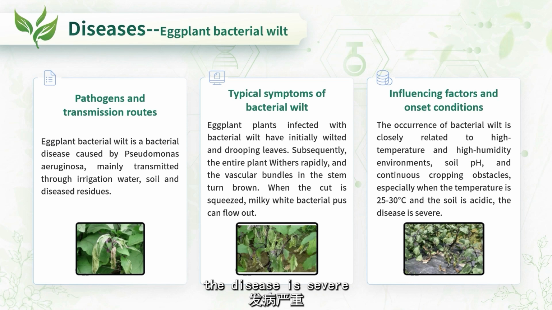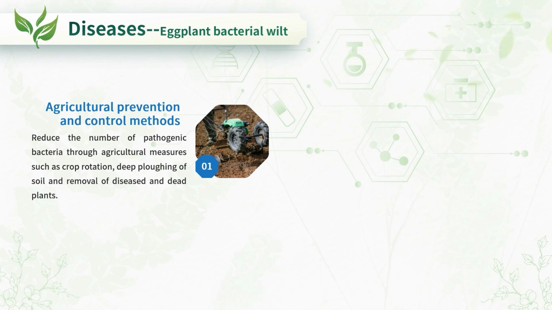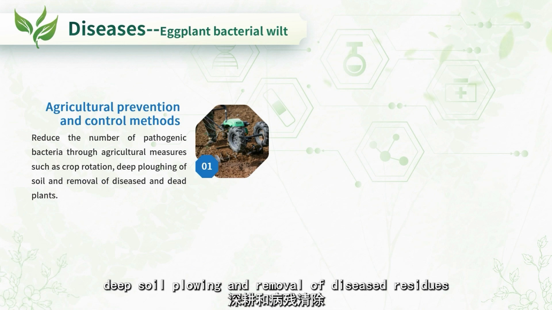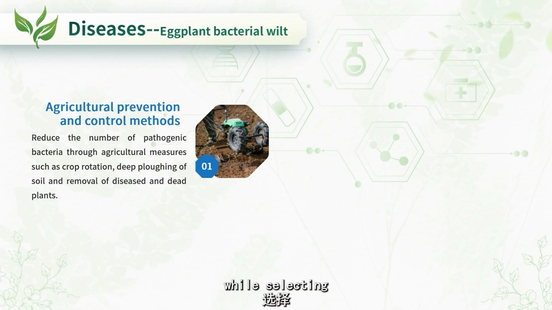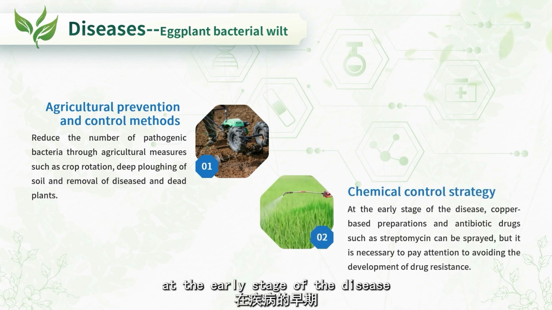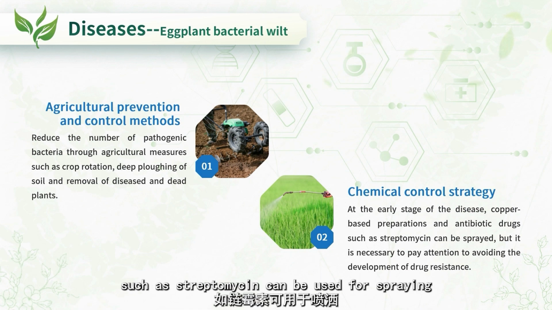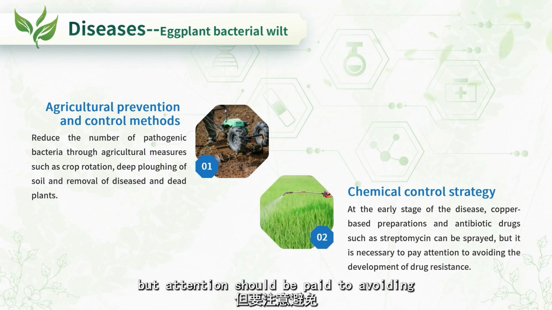The disease is severe. Control measures include reducing the number of pathogens through agricultural measures such as crop rotation, deep soil plowing, and removal of diseased residues, while selecting disease-resistant varieties and planting at reasonable densities to enhance the plant's disease resistance. At the early stage of the disease, copper-based preparations and antibiotic drugs such as streptomycin can be used for spraying, but attention should be paid to avoiding the development of drug resistance.